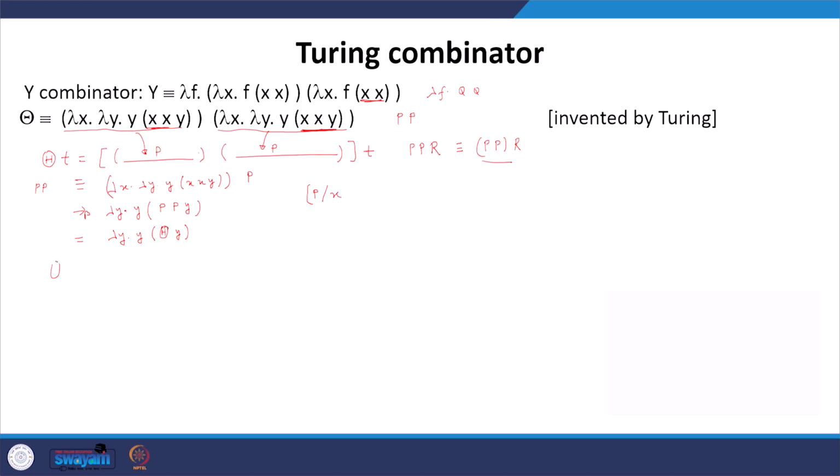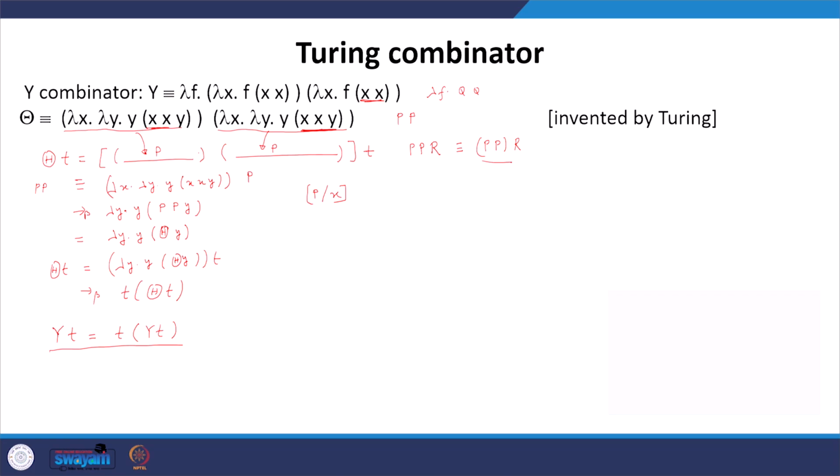Then what about our theta t? Theta t will be PPR. That means now we have to do lambda y dot y theta y, and here we have to apply t. Beta reduction gives us t, big theta t. So, this is like Y t equals t Y t. The behavior of the Turing combinator and the Y combinator is quite similar, although they look very different, but we have obtained that the Turing combinator theta t is the same as t theta t.